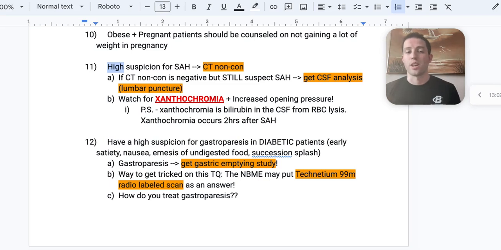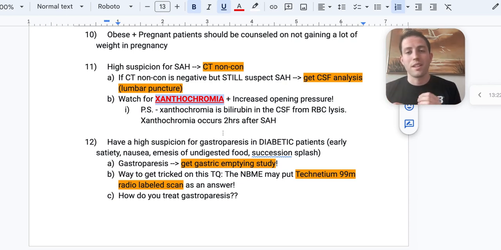These lumbar punctures are going to show xanthochromia. You have to know this word. It can show up on your exams, and I've actually seen questions before that specifically tested this fact. So you'll see xanthochromia and increased opening pressure. Xanthochromia is essentially bilirubin buildup in the CSF from all of your red blood cells bursting and lysing.